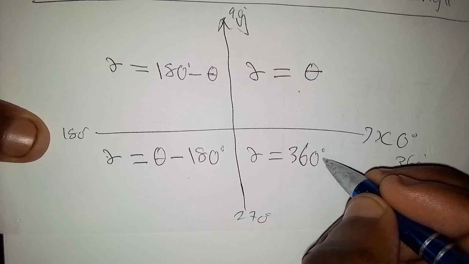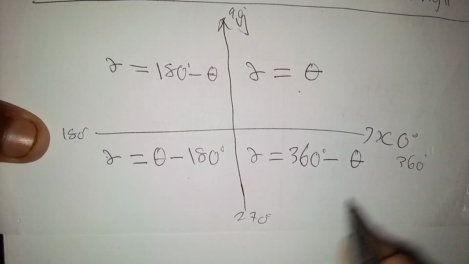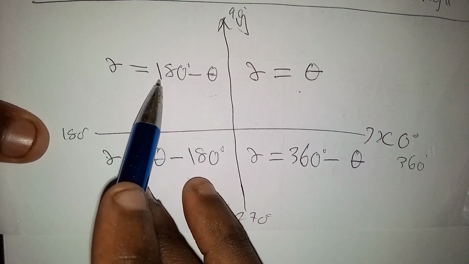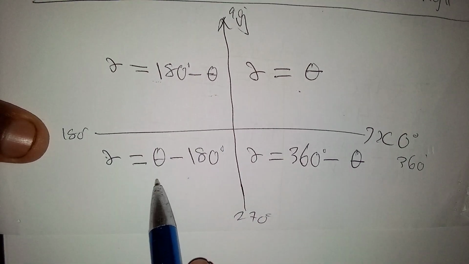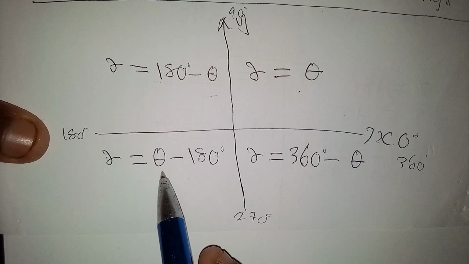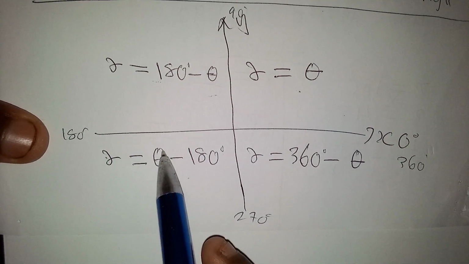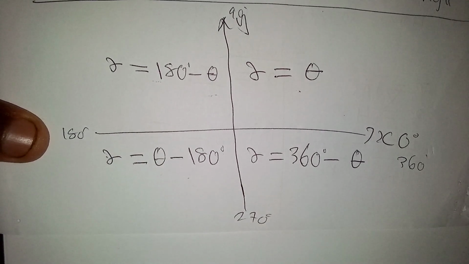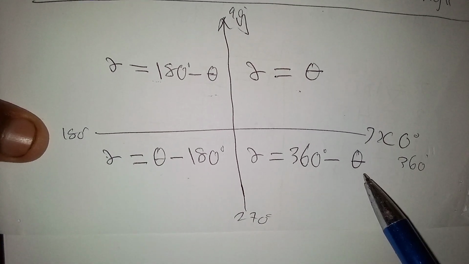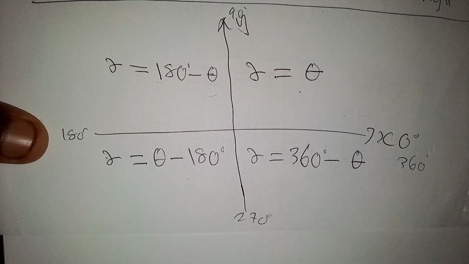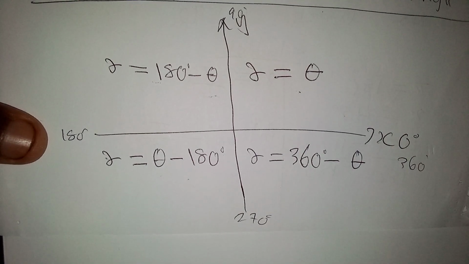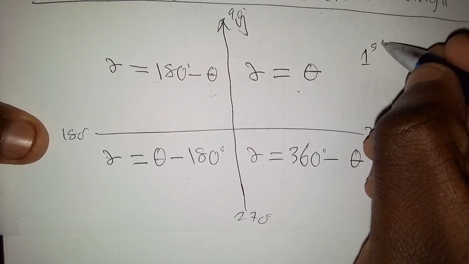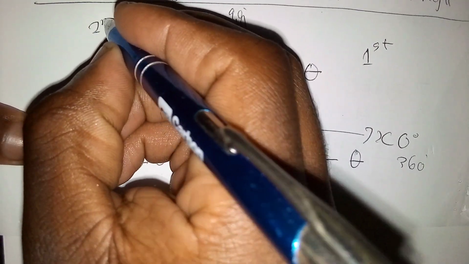Okay, so in the second quadrant, suppose it is 150, then it will be just 180 minus 150. In the third quadrant, suppose it's 194, it will be just that angle minus 180. In the fourth quadrant, suppose it is 300, then 360 minus theta. So that's how you get those acute angles according to each and every quadrant.